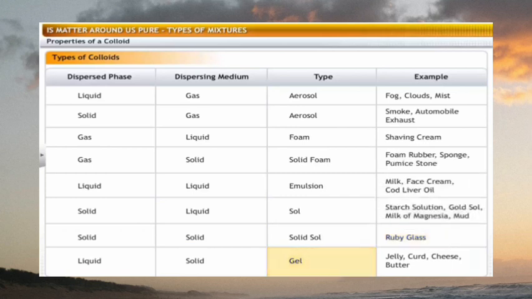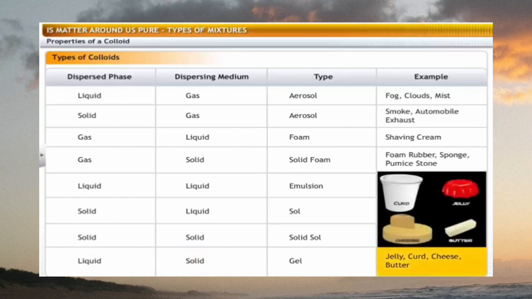A gel is a colloidal system that contains a liquid as the dispersed phase and a solid as the dispersing medium. Jelly is a colloid of water dispersed in gelatin. Curd, cheese, and butter are all gels.